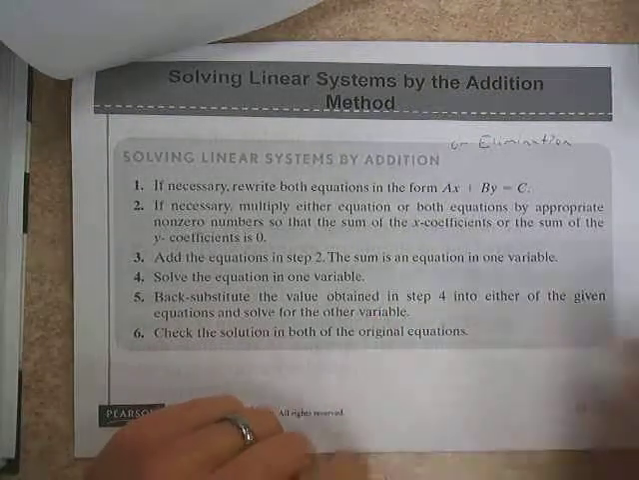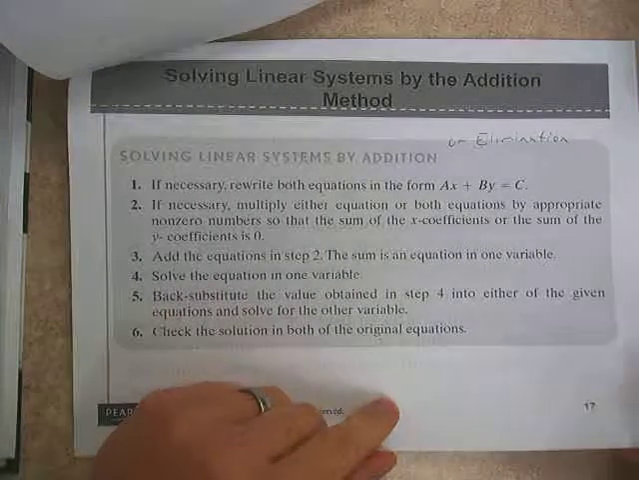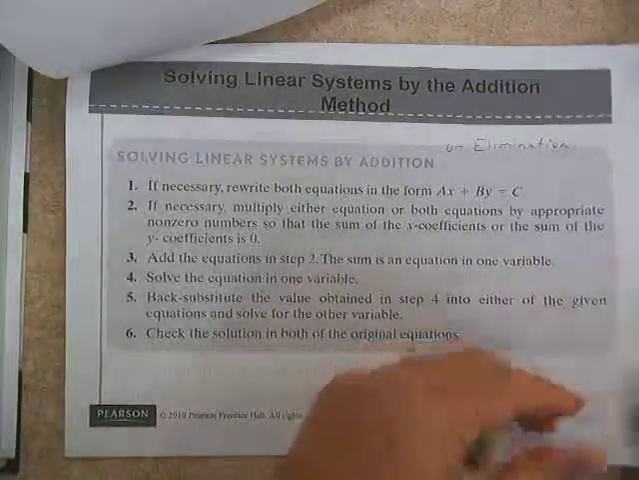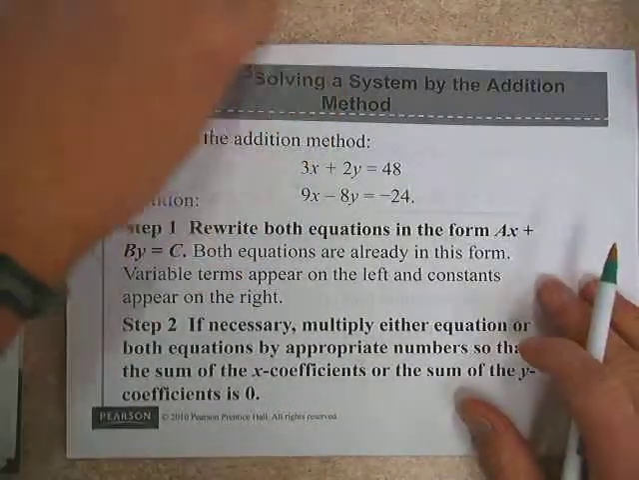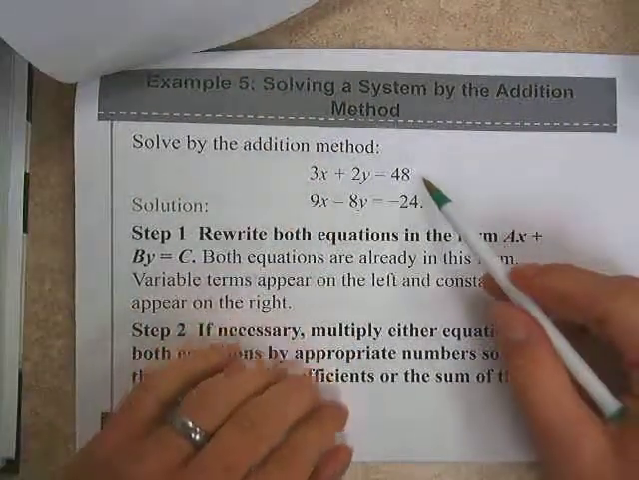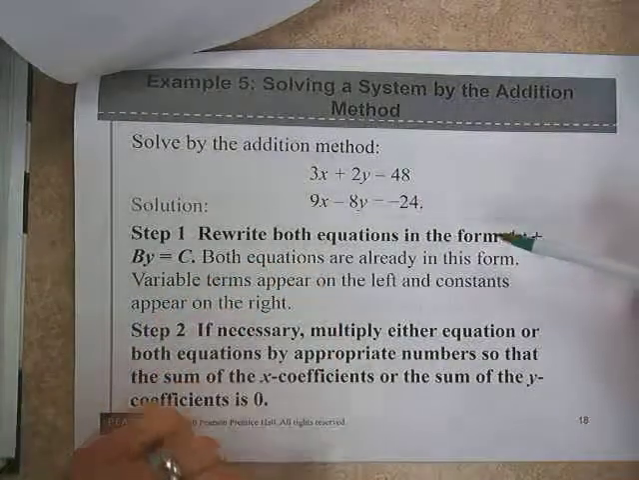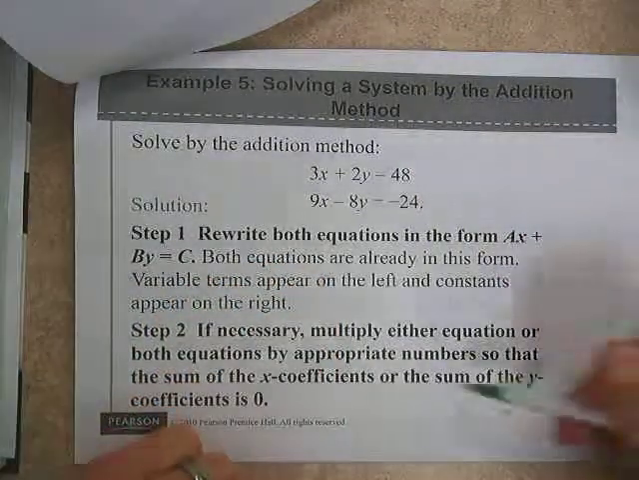We can find that one variable, and then we can plug it back into one of the two originals to find the other variable, and then we can of course check just like we did in our other type. So let's see how that works. If we do this one with the addition method, we have two equations that are already in standard form, so step 1 is good.